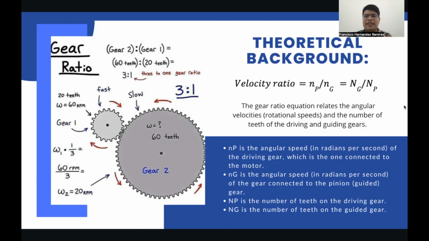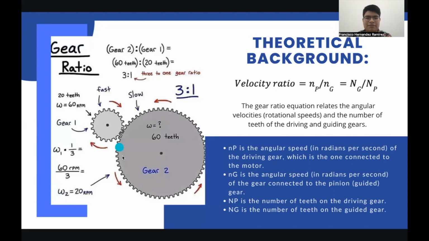But on which theoretical background do we base this hypothesis? Well, for this, we use the gear ratio equation, which relates the angular velocities, or rotational speeds in this case, and the number of teeth of the driving and guided gears. As we can see, the velocity ratio between these two gears is equal to the angular speed of the driving gear, the gear connected to the motor, over the angular speed of the guided gear. This, in turn, is equivalent to the number of teeth on the guided gear over the number of teeth on the pinion or driving gear.